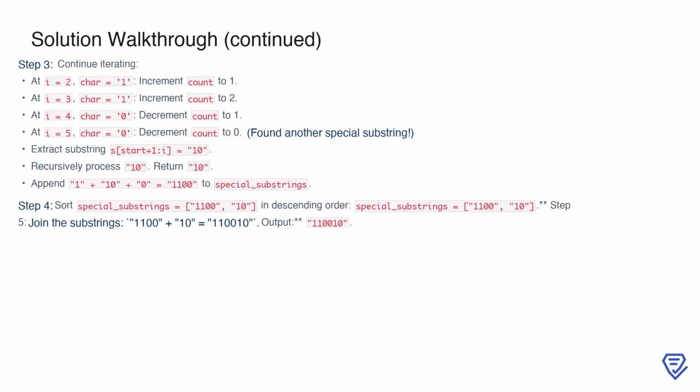Now, special_substrings contains 10, 1100. Sorting these in descending order gives special_substrings equals 1100, 10. Joining the sorted substrings results in 1100 plus 10 equals 110010. Thus, the output for this example is 110010.